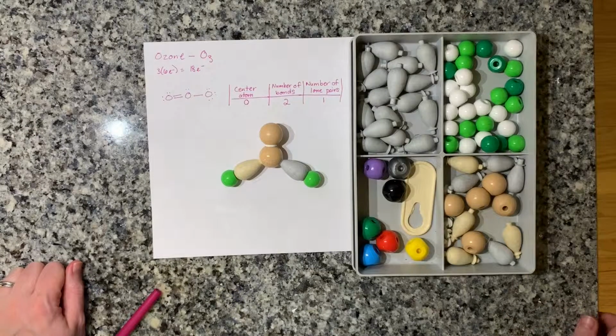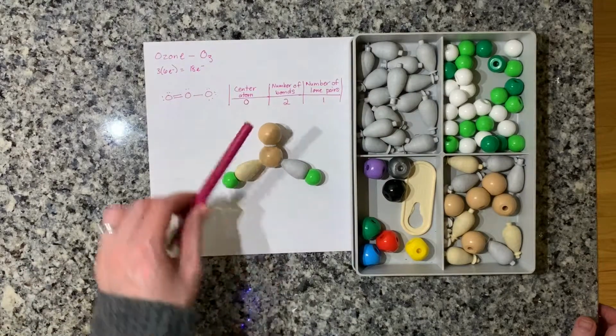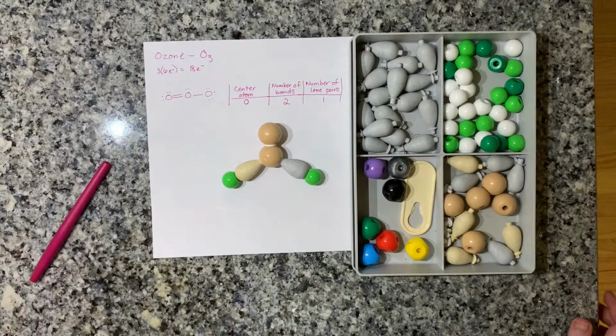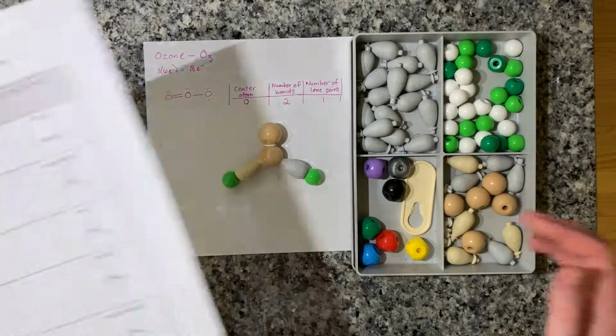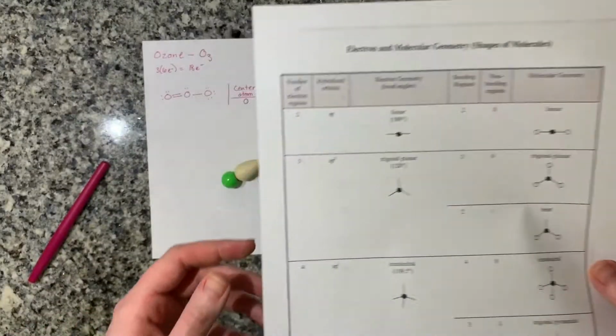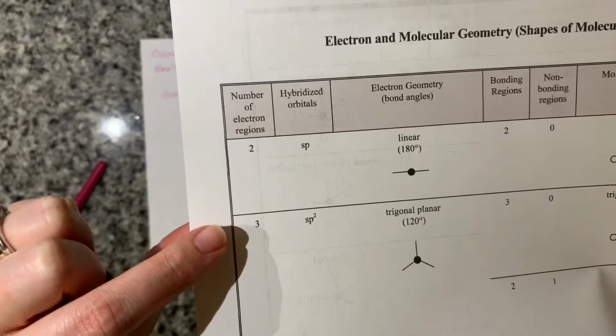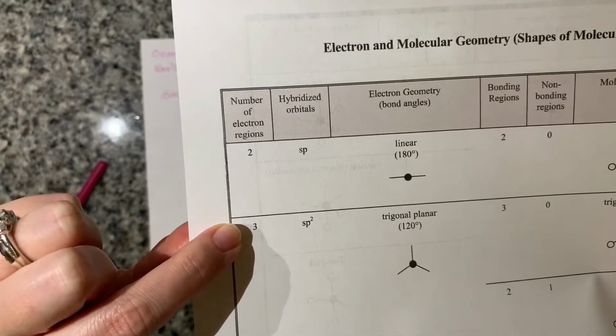And remember, the way the molecules form their shapes is that any electron region is going to push away from the other electron regions. Electrons are negative, so that's why they push away. So what I'm going to do is use my reference sheet, and I'm going to start by looking at my electron region section. I'm going to go down to where I have 3.